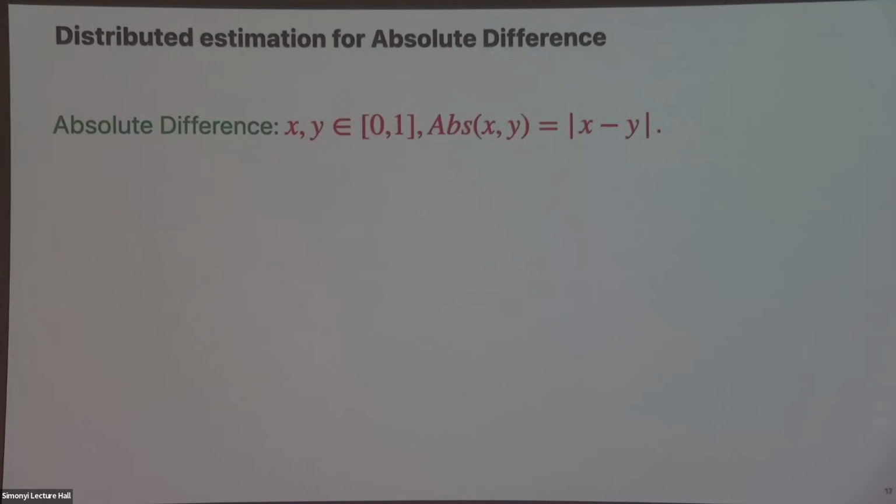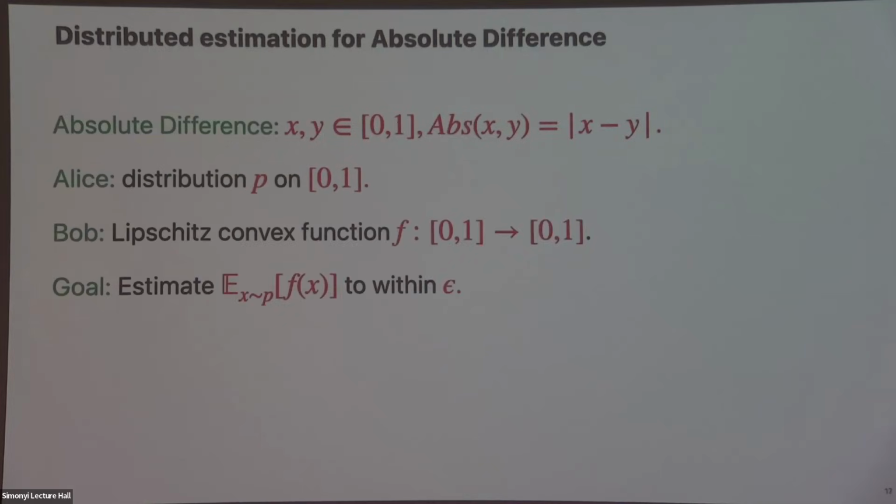I will not answer that and I'll instead move to a different problem, which is absolute difference, which is my absolute favorite problem in this whole thing. So the absolute difference problem, you have x and y, which are values in [0, 1], and the absolute difference is the absolute value of x minus y. And let me just tell you where this problem came from. It was expectation estimation. Alice had a distribution P, Bob had a convex function f. Their goal was to estimate the expectation to within epsilon.